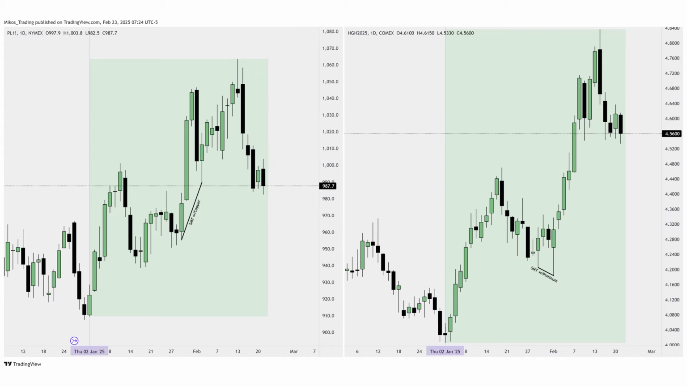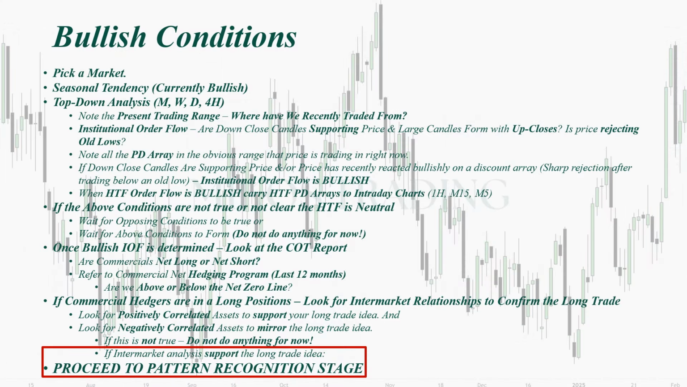Platinum is also bullish. We can see that copper is the only one making a lower low, meaning that it accumulated sell stops under the old daily low, and it is now ready to rally higher. Intermarket analysis supports our long trade idea. We can proceed to the pattern recognition stage of my trading process.